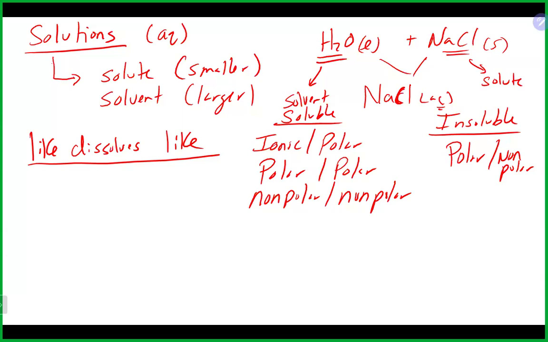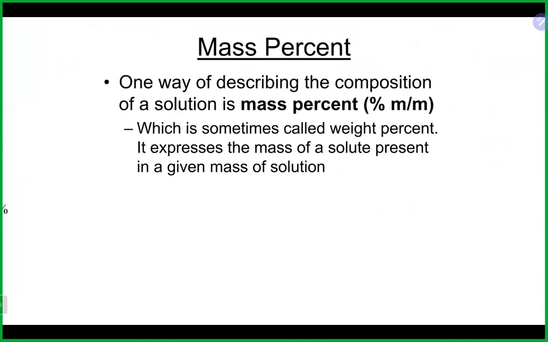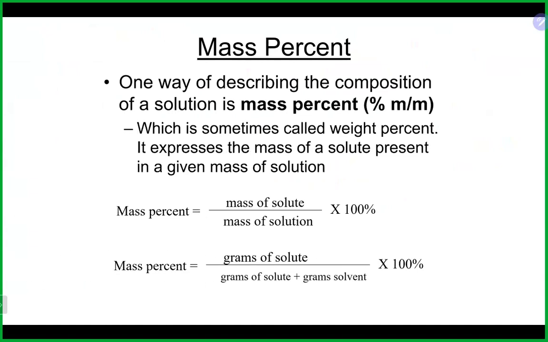All right, let us continue on here our journey. We're now going to really talk about some concentration units for solutions. And the first concentration unit is mass percent. It is sometimes abbreviated M/M or percent M/M for mass to mass percent. And to calculate the mass to mass percent, you take the mass of the solute divided by the mass of the solution, and you times it by 100%.